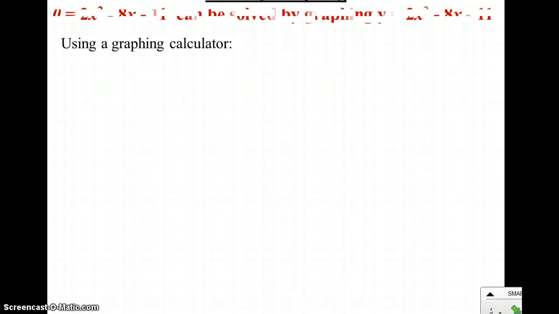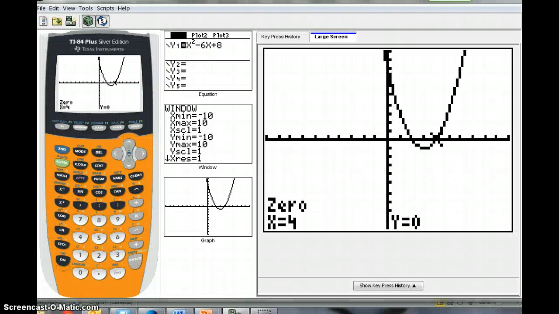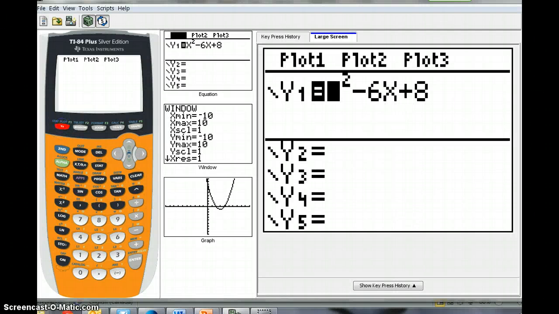Let's try another one. Solve by graphing 2x squared minus 8x minus 11 equals 0. We can solve that by graphing y equals 2x squared minus 8x minus 11, changing the equation into a function and finding the x-intercepts. So we go to our graphing calculators again, go back to your y equals screen.